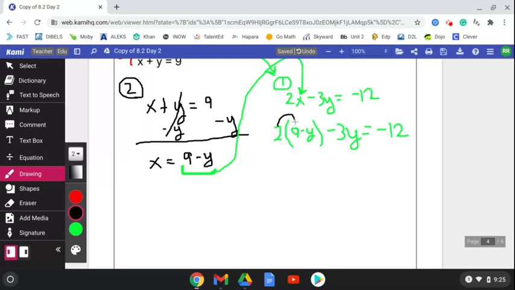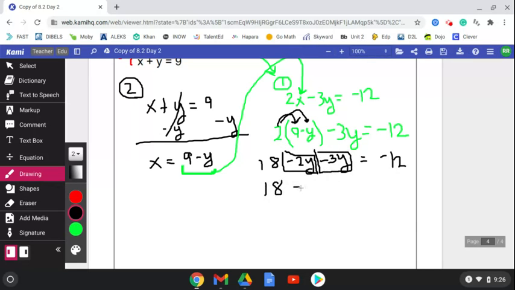So let's eliminate the parentheses by the distributive property. 2 times 9 is 18. 2 times negative y is negative 2y. Bring the minus 3y down, equal to negative 12. Combine like terms. Negative 2y is a like term to negative 3y. So you're going to have 18 minus 5y, right? Because negative 2y and negative 3y is negative 5y. Bring your equal sign down. You got a negative 12 on the right side.